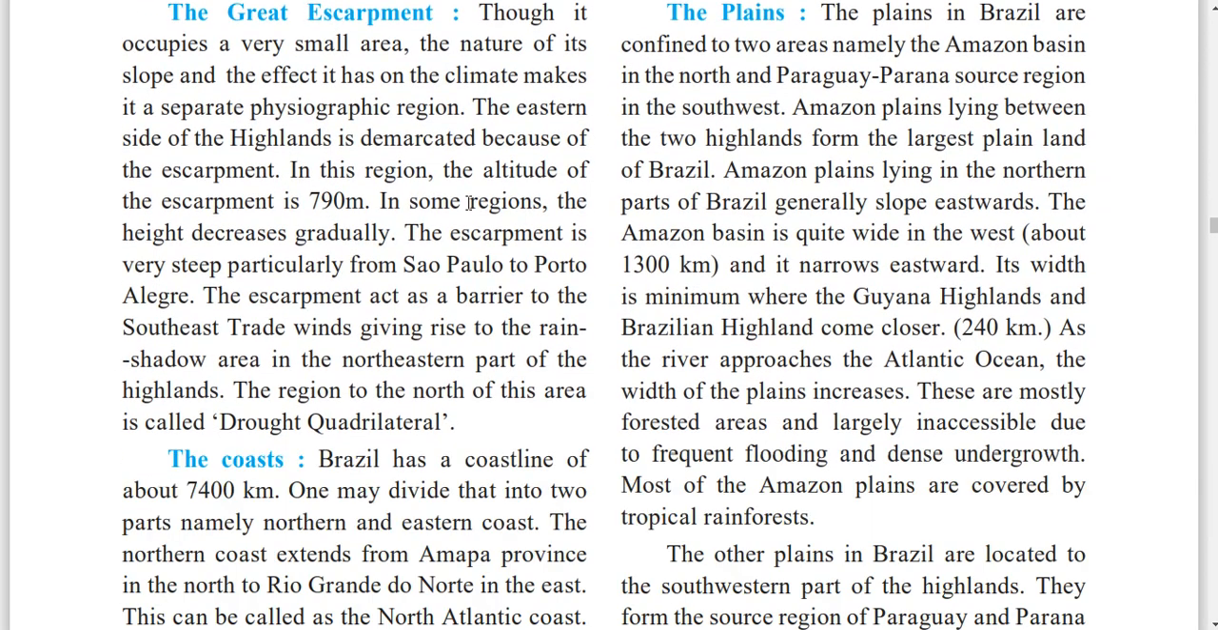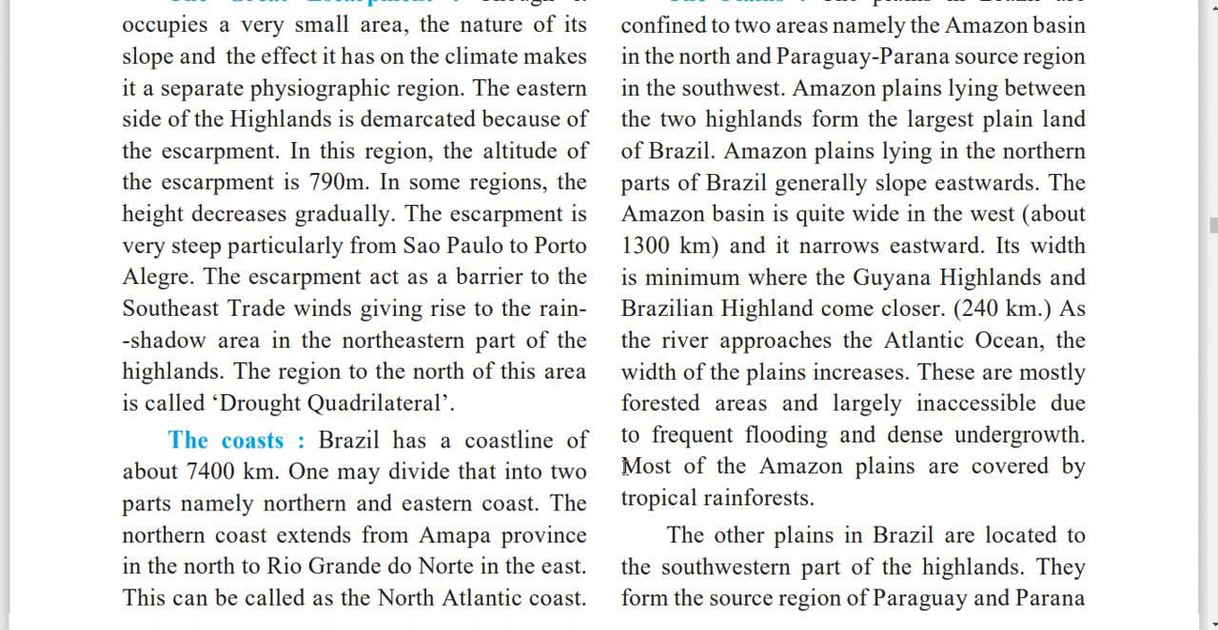In the region, the altitude of the escarpment is 790 meters. In some regions, the height decreases gradually. The escarpment is very steep, particularly from Sao Paulo to Porto Alegre. The escarpment acts as a barrier to the southeast trade winds, giving rise to a rain shadow area in the northeast part of the highlands. The region to the north of this area is called the broad quadrilateral.